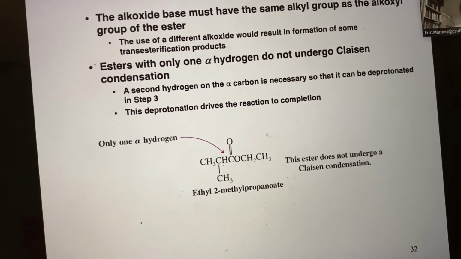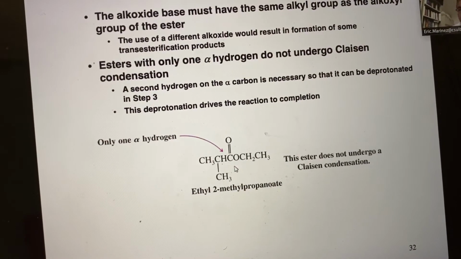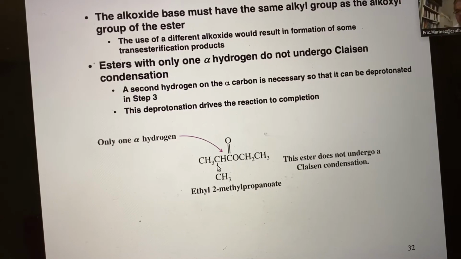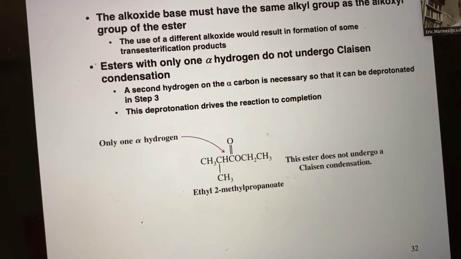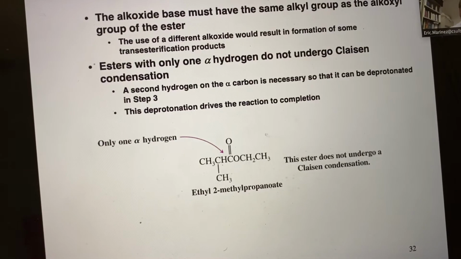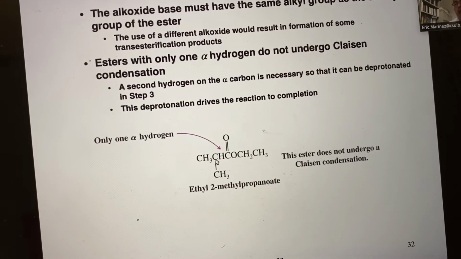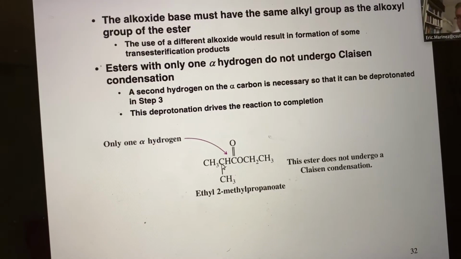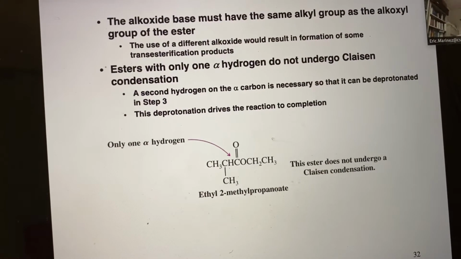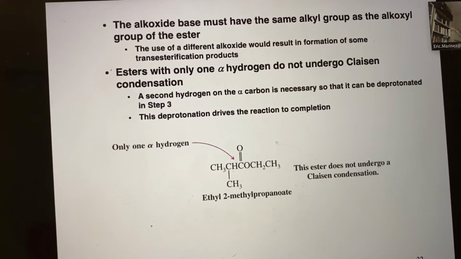Okay? So all of you guys should be able to see why this ester does not do the Claisen. So in general, if you only have 1 proton on the alpha carbon, the reaction doesn't work. You have to have at least 2 or 3 alpha hydrogens in order for the Claisen reaction to work.